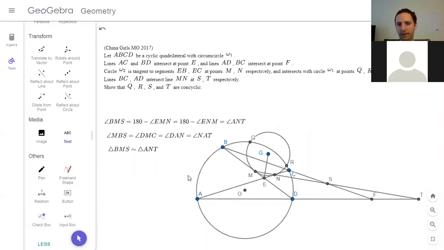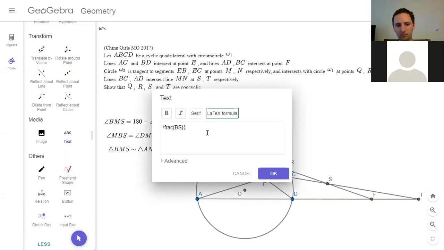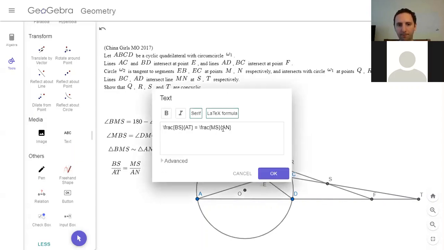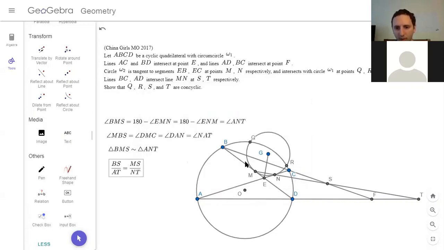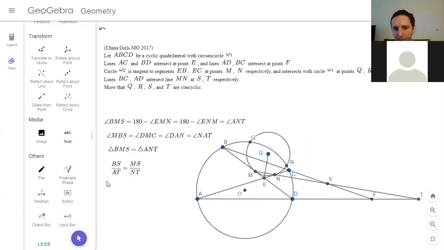And so that means that BS over AT is equal to MS over TN. Make sure I did that right. So yeah, BS over AT is MS over NT should be. And then similarly, we have triangle NCS is similar to BMS. I think that's right.